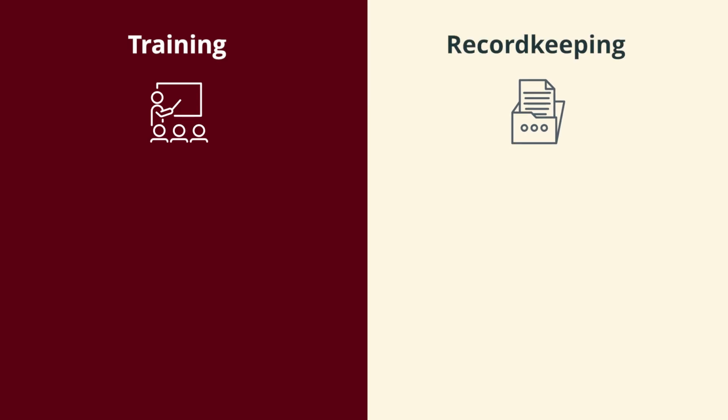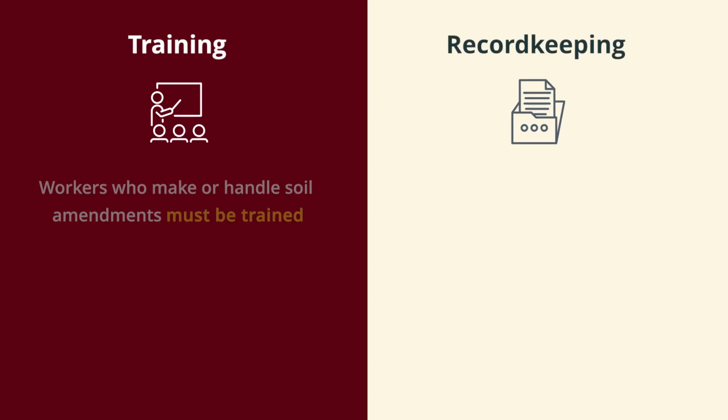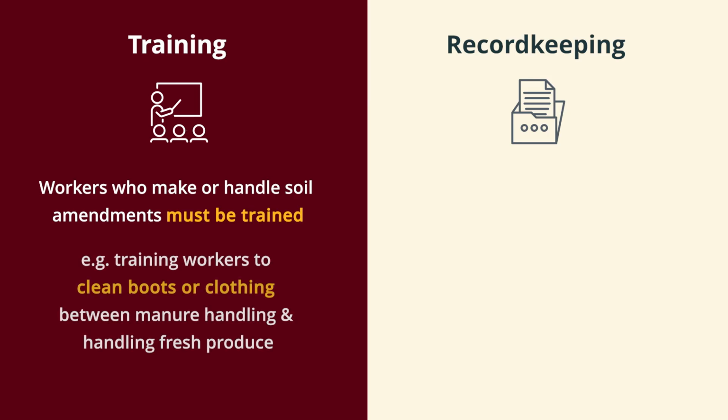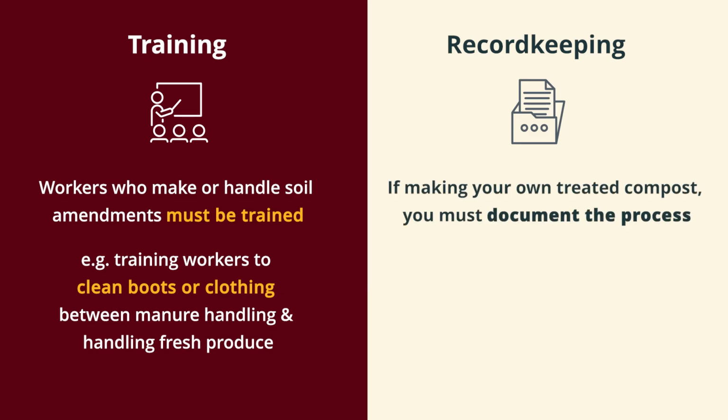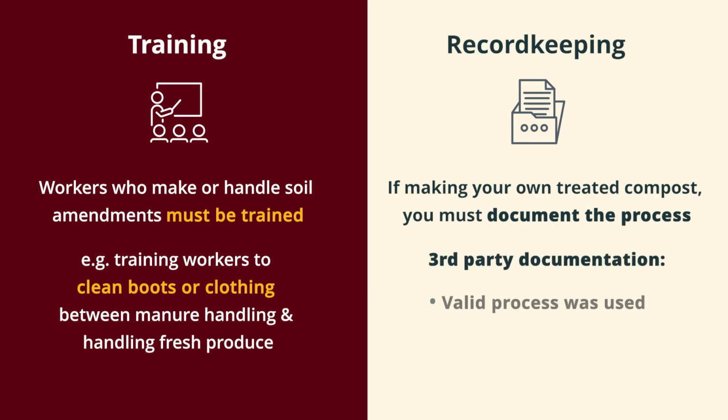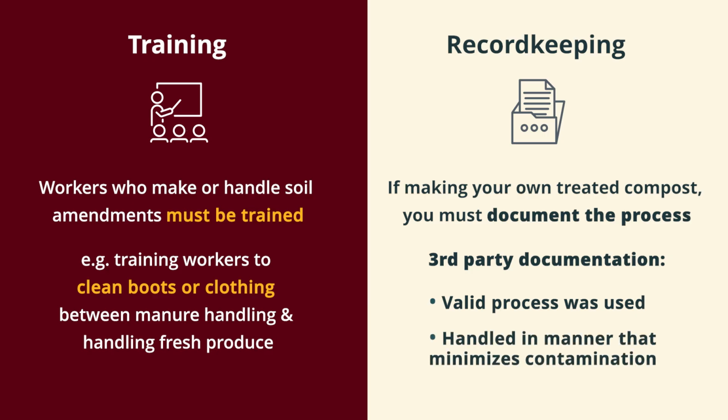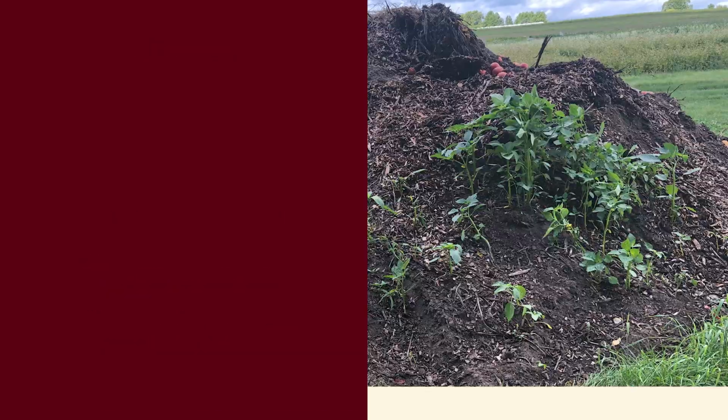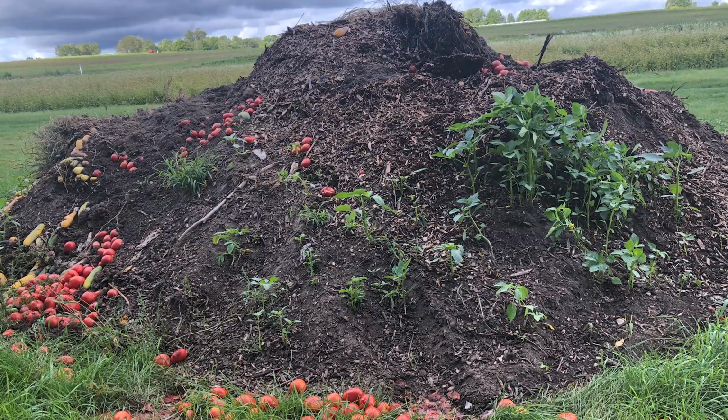The FSMA Produce Safety Rule has requirements for training and record keeping related to animal-based amendments. Workers who make or handle soil amendments must be trained on the safety processes, such as training workers to clean boots or clothing between manure handling and handling fresh produce. If your farm chooses to make your own treated compost, you must document that process. If you purchase fully treated product from a third party, you must retain documentation that shows a valid process was used to treat the amendment and that the amendment has been handled in a manner that minimizes contamination from untreated amendments.